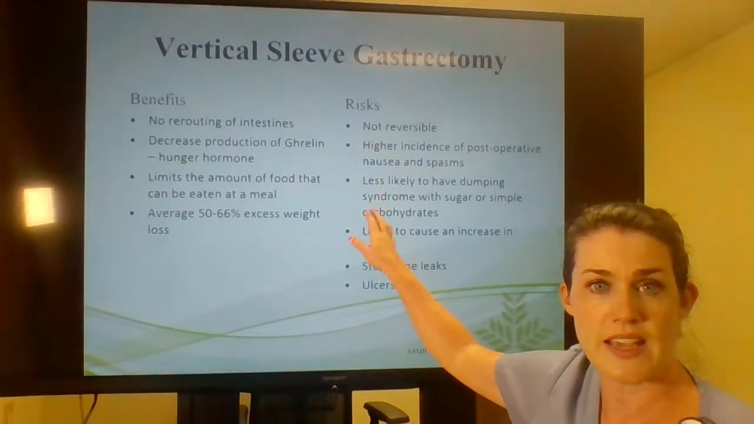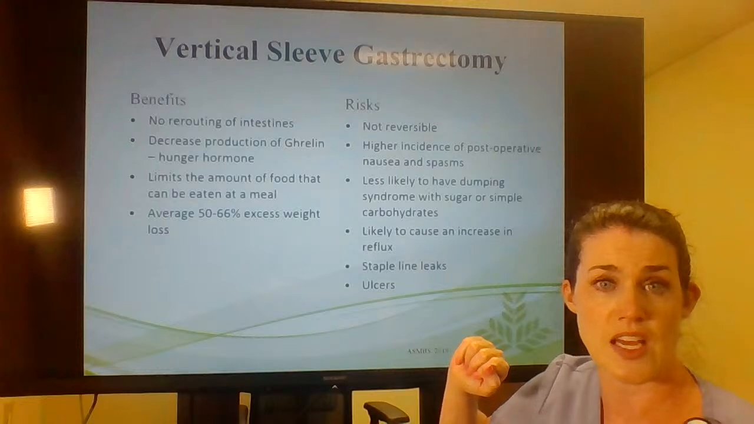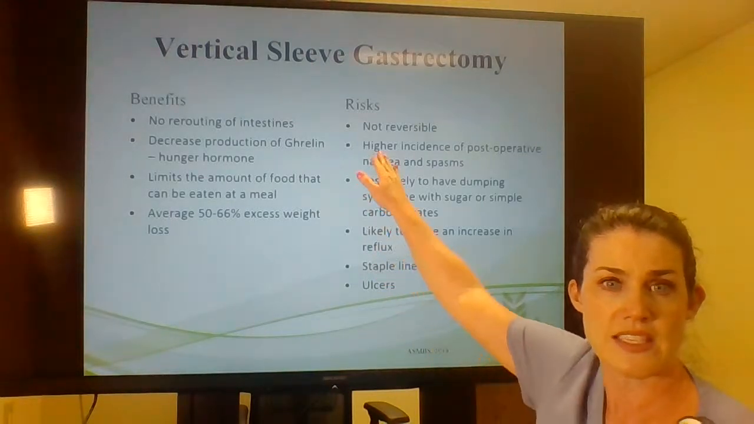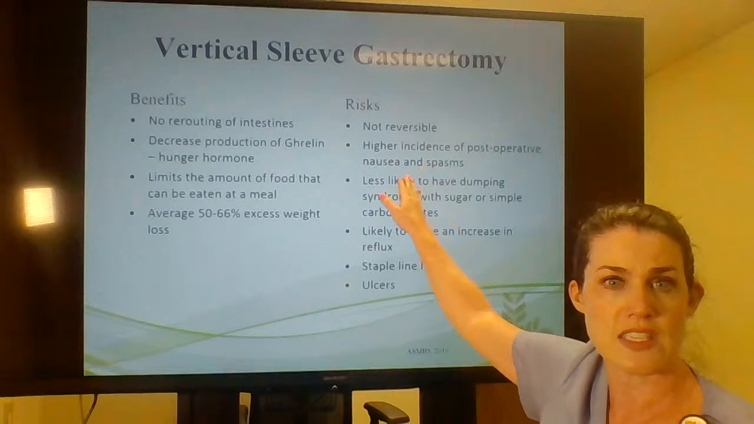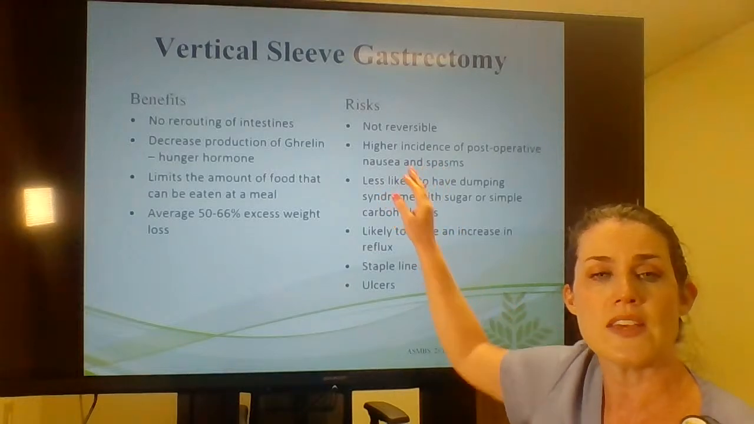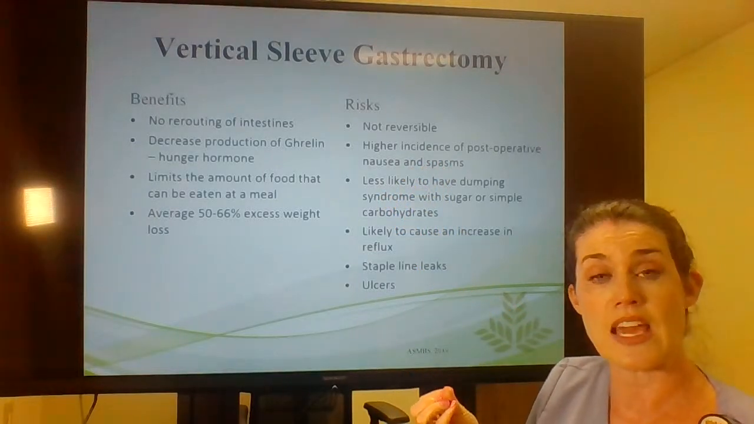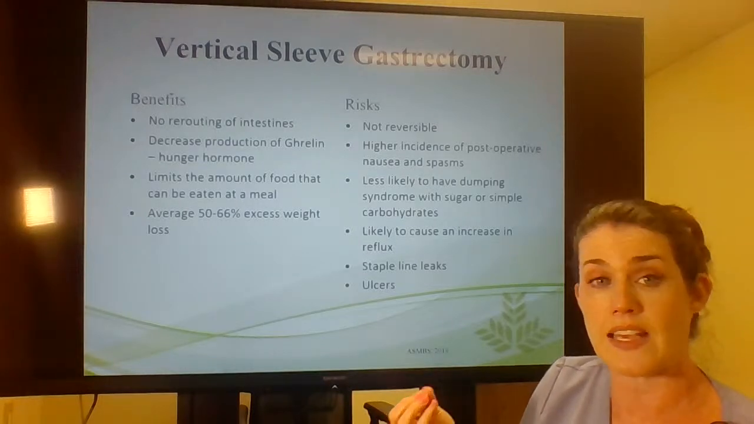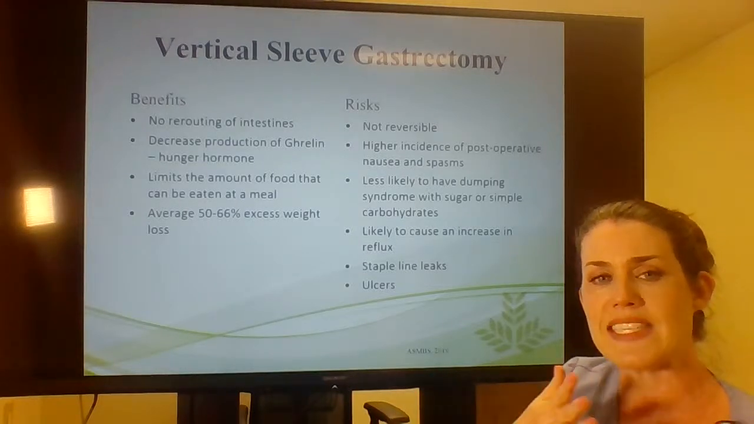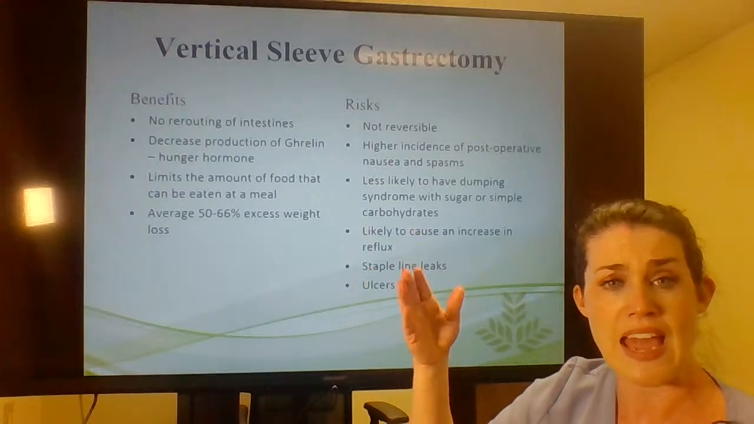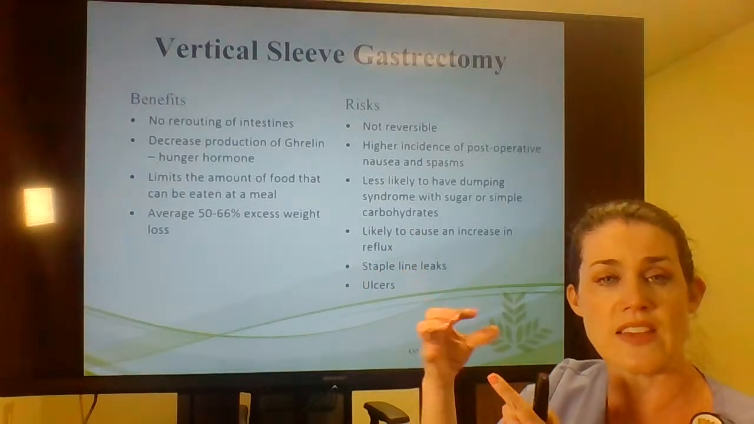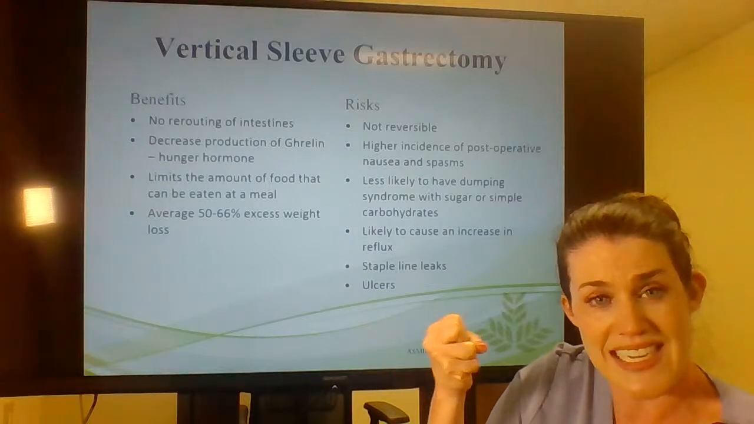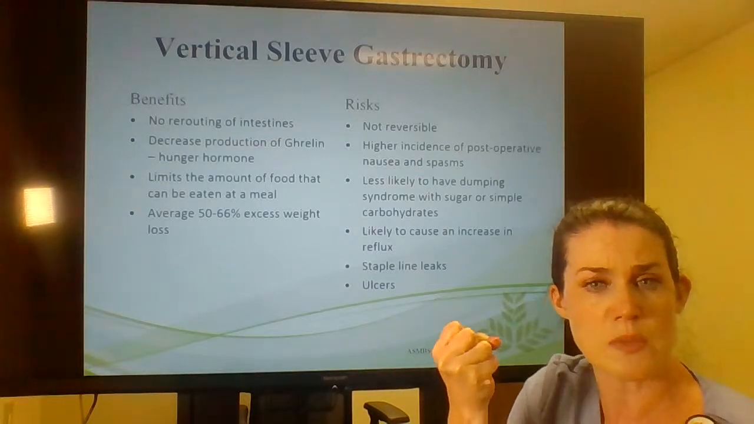Now, some risks. It is not reversible. That section of the stomach is removed, can't be put back. There is a higher incidence of postoperative nausea and spasms. This is true. The stomach is very muscular, and even though it's a surgical intervention, it's still to the body like an injury. And so as that section of the stomach is cut away, it's a very long incision line, and the stomach feels that as an injury. And so the stomach can tense up, it can have muscle spasms.